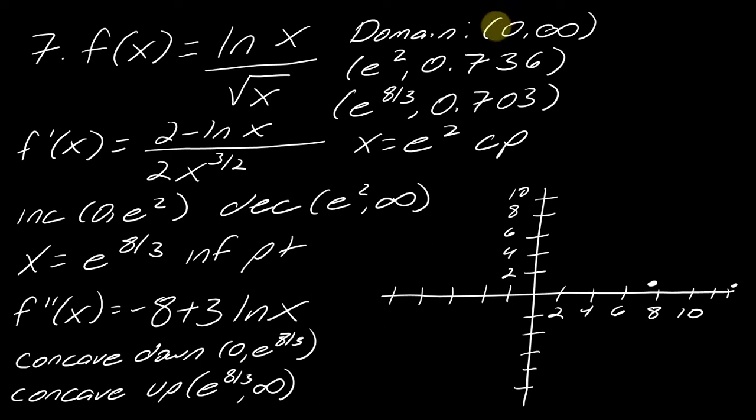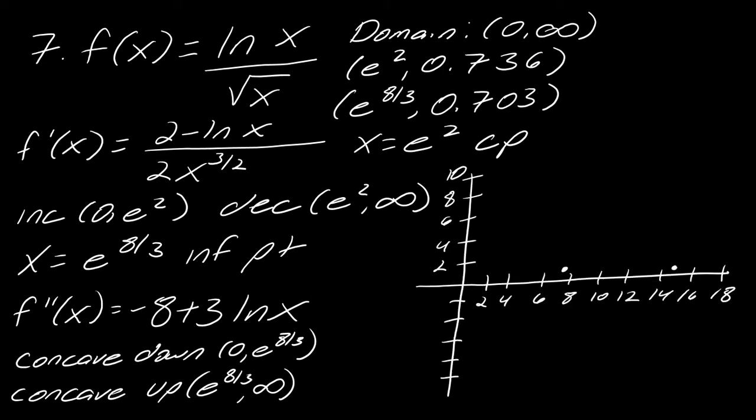But remember, my domain starts at 0. So this is my domain. I need to take that into account, and then I need to be increasing from 0 to e squared, so about here, and then decreasing from there on out. And I'm going to be concave down from 0 to this e to the 8/3, and then concave up otherwise. So let's see, maybe I should move this graph over a little. So there, I just shifted the graph over.